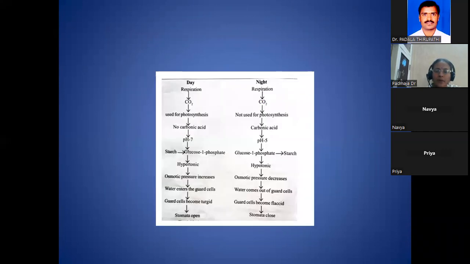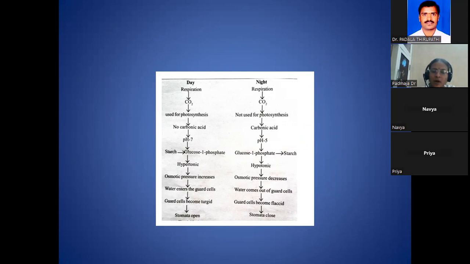And next, here is how the stomata open and close in the daytime and the night time. In the daytime, after respiration the CO2 comes out. That CO2 is used for photosynthesis, and no carbonic acid is formed. Here the pH will be high. Due to this high pH, the solution in the guard cell will be hypertonic, and this hypertonic condition increases the osmotic pressure.